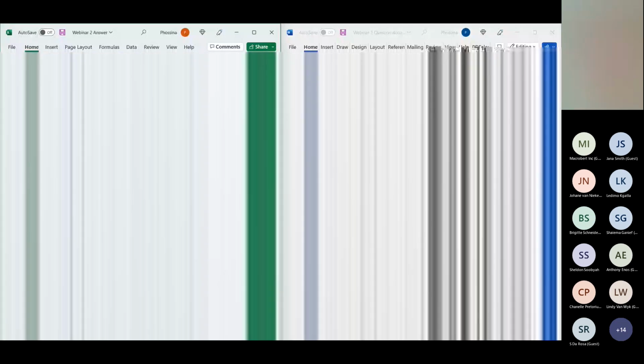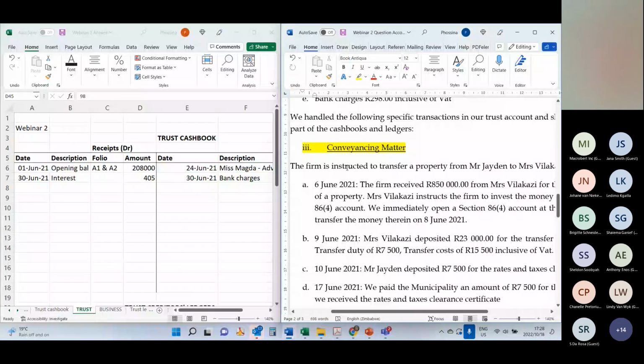Okay, so we are done with our 3 transactions. I'm going to skip the business account. And then let's attack the conveyancing transaction because we won't finish. Remember it's one firm. It's our firm. We are continuing. We are getting instructions. Those were just summaries of what happened in our firm. Now we are getting instructions to say the firm is instructed to transfer a property from Mr. Jaden. Say Mr. Jaden is running several matters with our firm, which is acceptable and allowable.